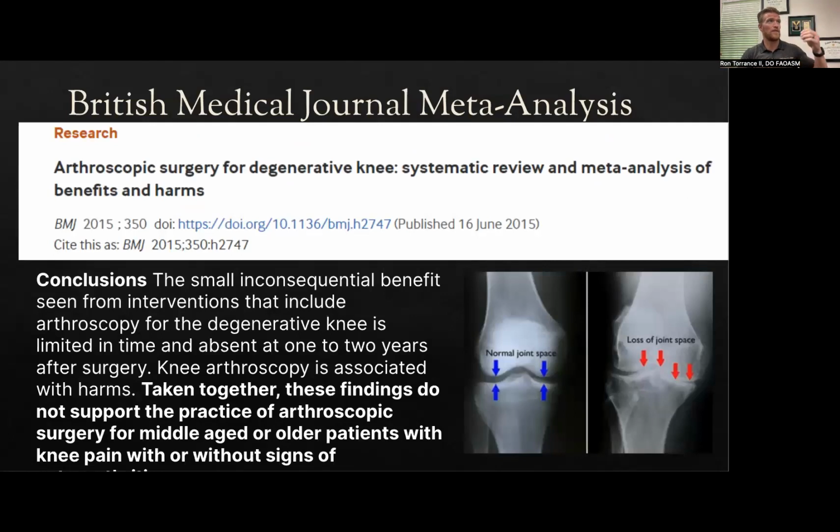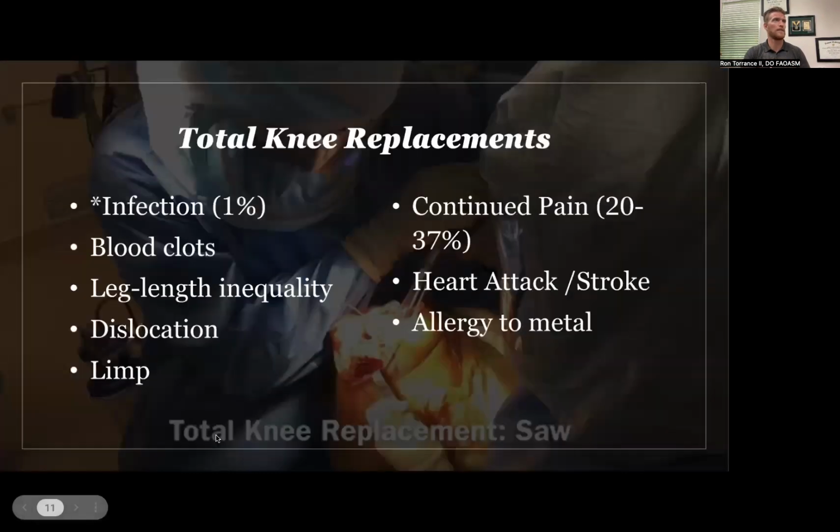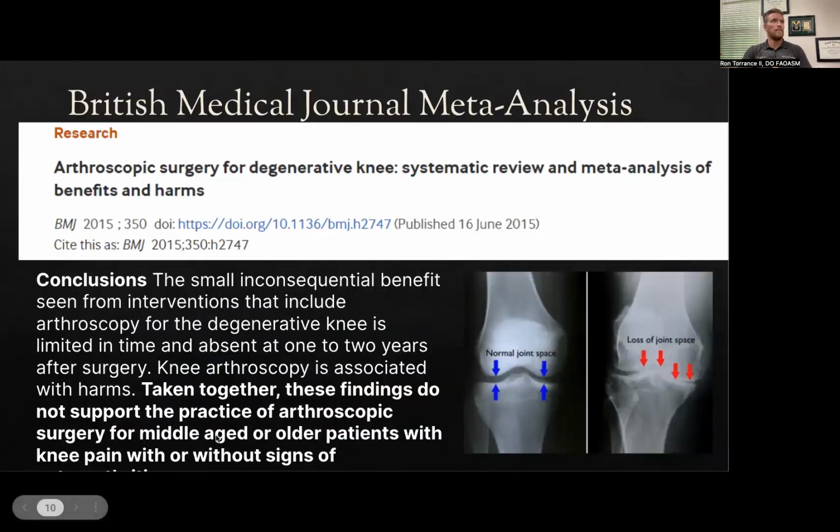And this was also another surgical study of the degenerative knee during the scope. Taken together, these findings do not support the practice of scoping middle-aged or older patients with knee pain without signs of clicking or locking. So, but Dr.